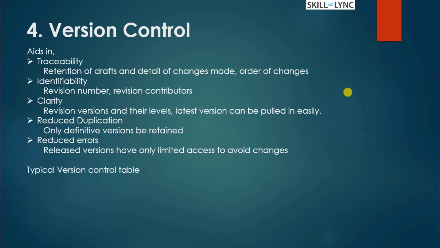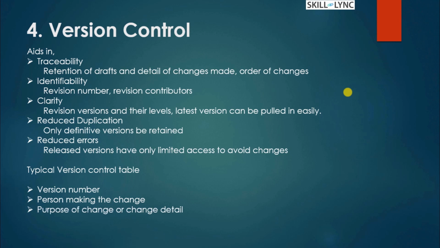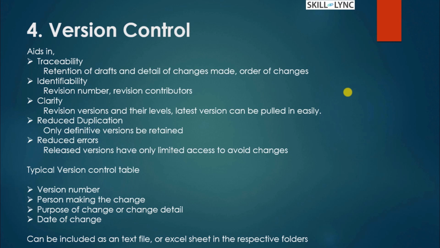Typically, you can take it in a simplified manner without any tools, and so you can have a version control table wherein you specify the version number, you denote who is the person making the change, and also include the purpose of the change or the change detail and the date of the change. You can position this information as a text file, or, a better way, as an Excel file in those respective folders that have the drawings in place.